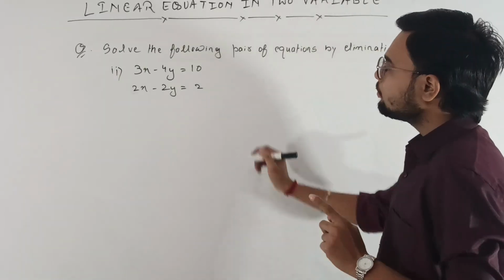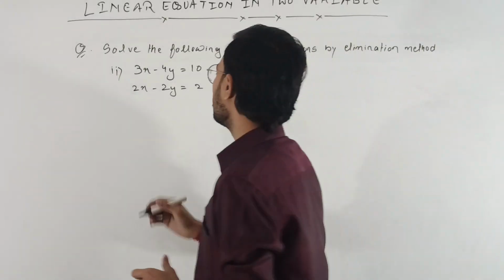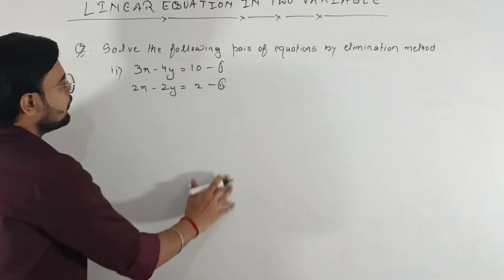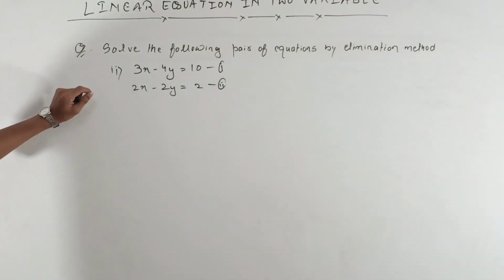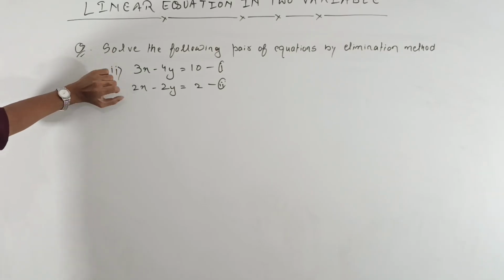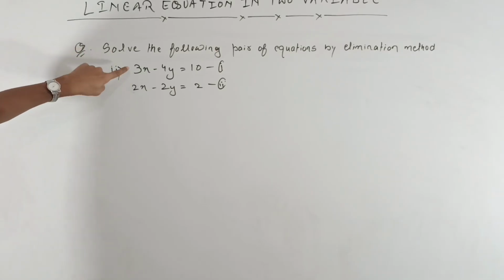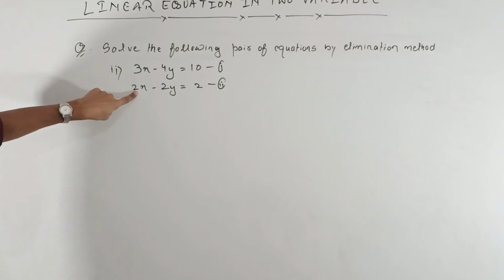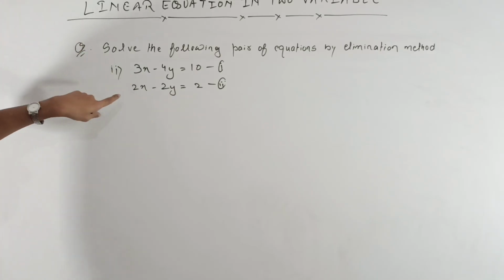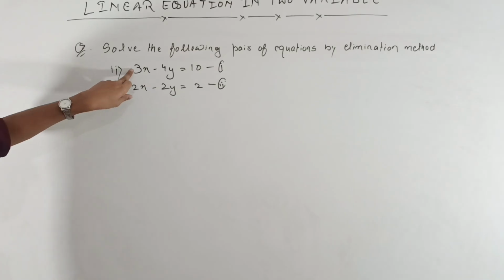So, again, I assume this is my equation 1 and this is my equation 2. Now, after assuming, suppose here I want to cancel again the variable x. I have to cancel the variable x. So, for this, in equation 1, I multiply with the coefficient of x of equation number 2, that is by 2, and in equation 2, I multiply by 3.